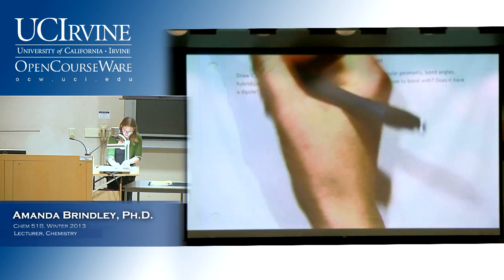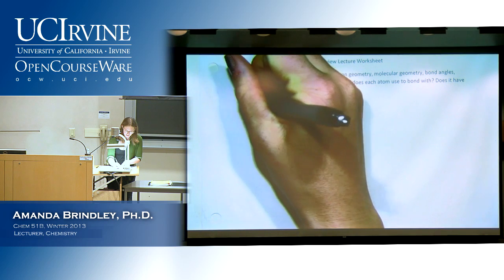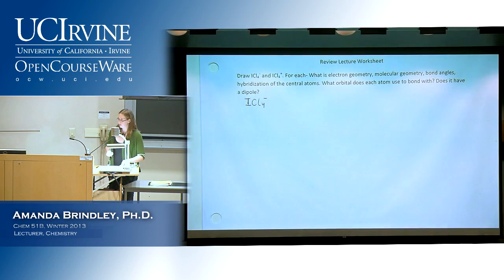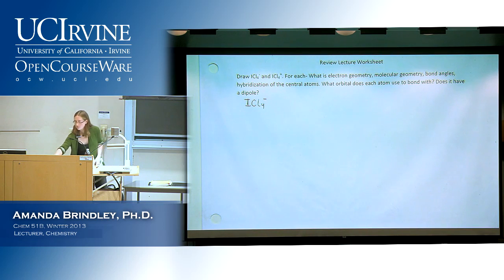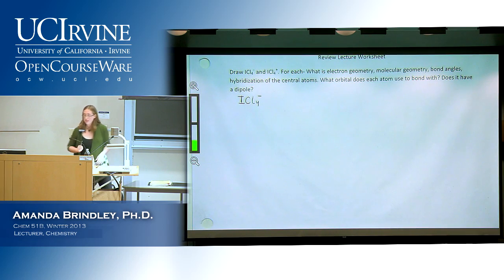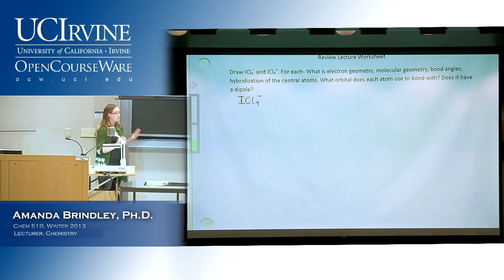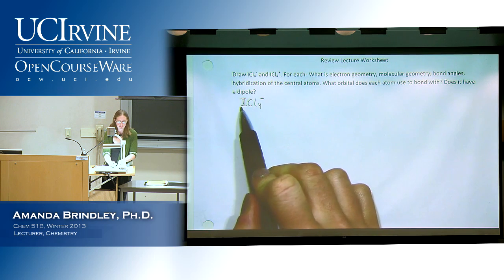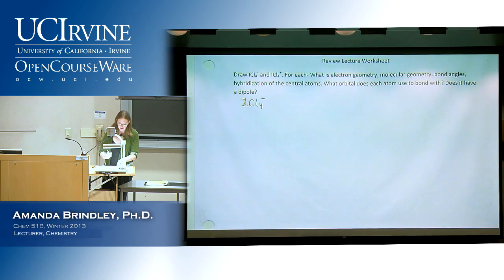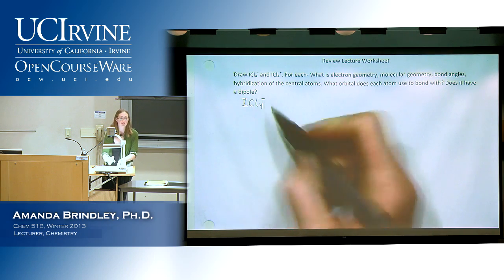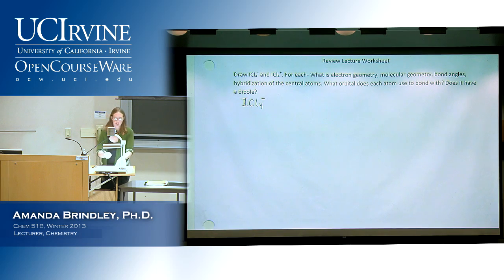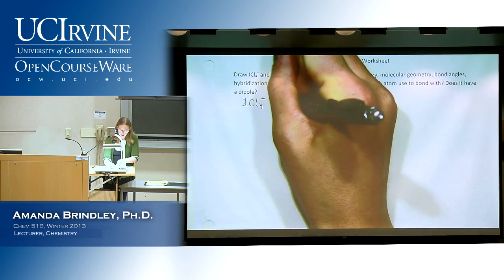So let's start with ICl4 minus, for no other reason than I listed it first. So we have ICl4 minus. First step, to make sure that we don't do anything wrong later on, is to count up all of our electrons. So we know we have 7 from the I and 7 from each of the chlorines. And then we have 1 extra one because of the negative charge, right? We can't forget about that. So we have 36 electrons.